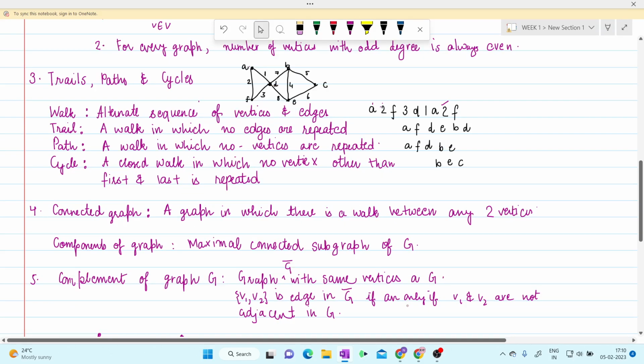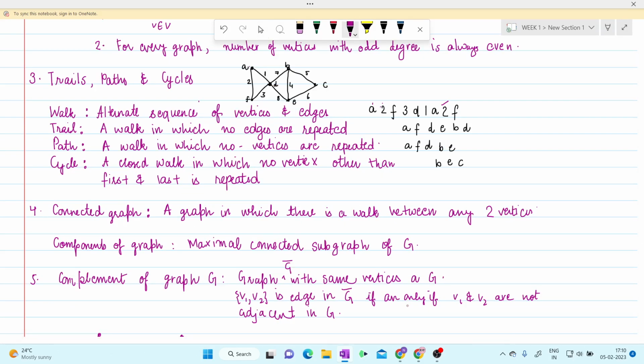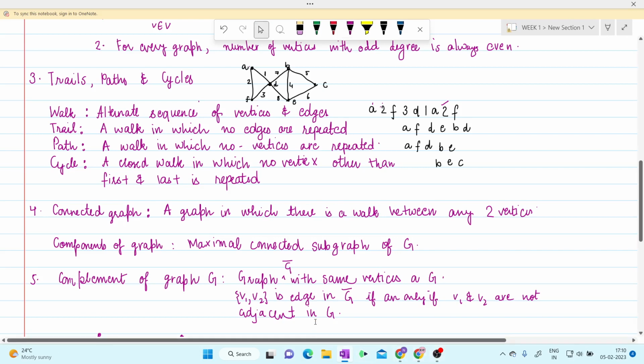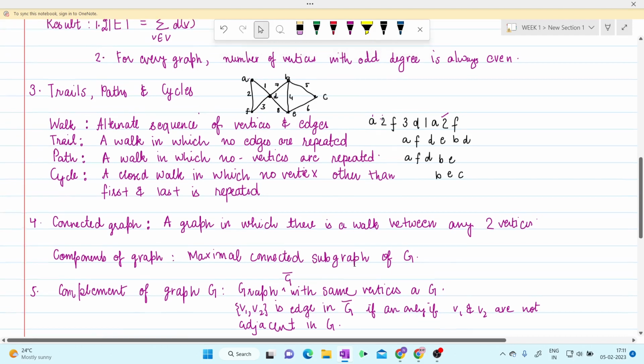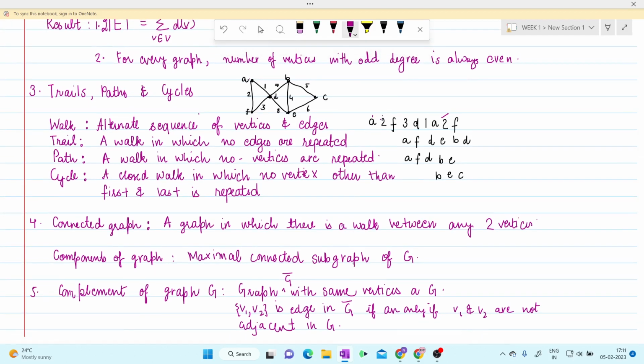Now, the next concept was the connected graph. A connected graph is a graph in which there is a walk between any two vertices. What we mean by connected is that if we pick any two vertices, we can reach from one vertex to another by a walk. If this happens for every pair of vertices, we say that our graph is connected. And components of a graph are the maximal connected subgraphs of G, that is, the maximum subsets which are connected within that graph.